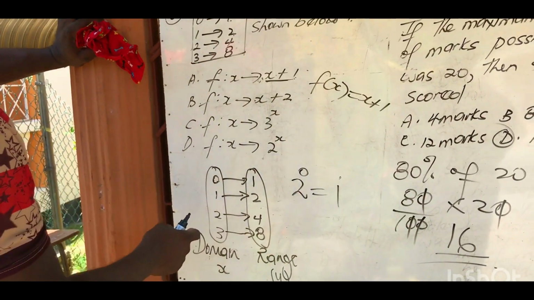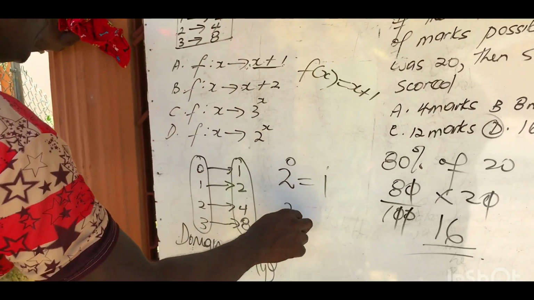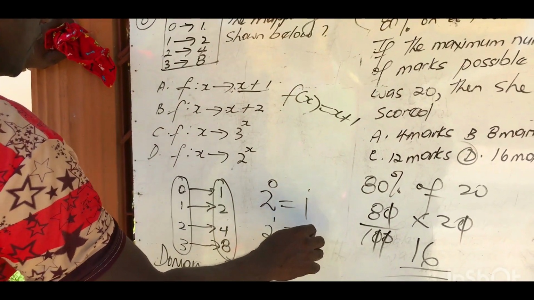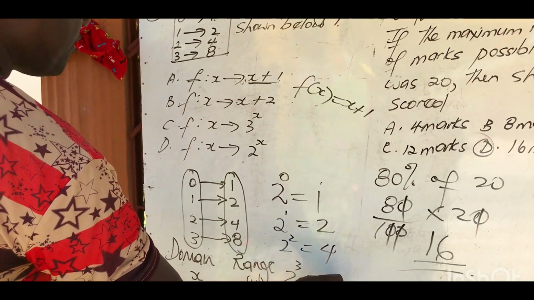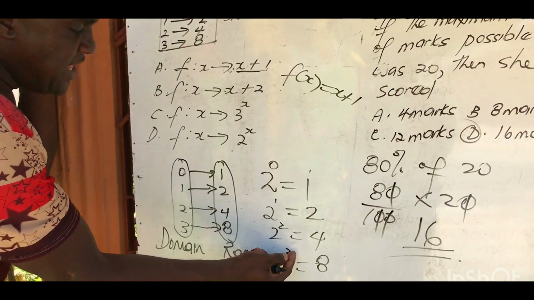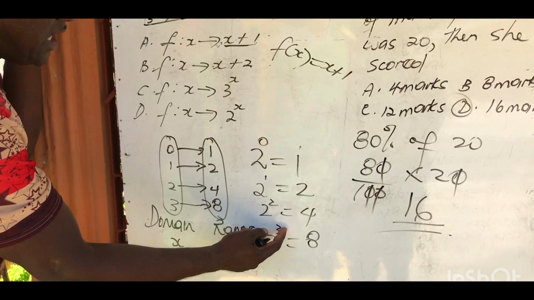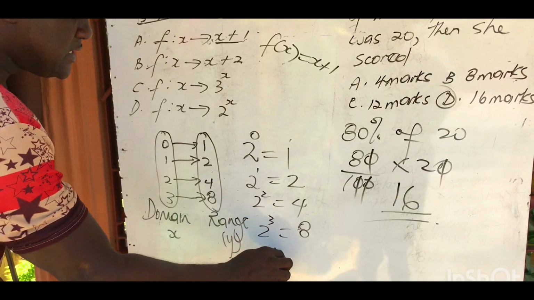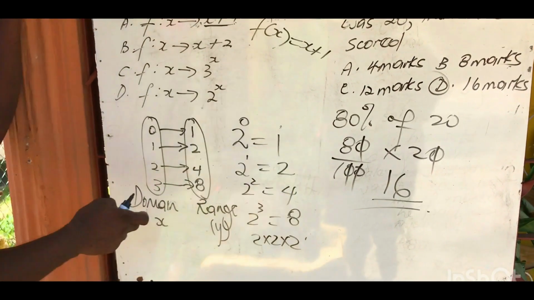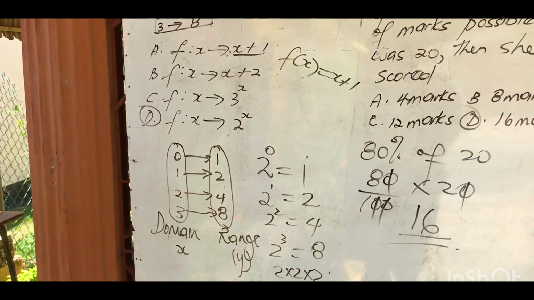And so, here we have 2 to the power of 1 equals 2, and 2 to the power of 2 is 4, and 2 raised to the power of 3 is 8, because the index or the exponent here indicates that 2 must be multiplied by itself 3 times. So it's 2 times 2 times 2, which gives us 8. So therefore D is our answer.